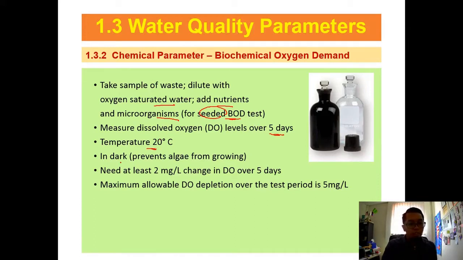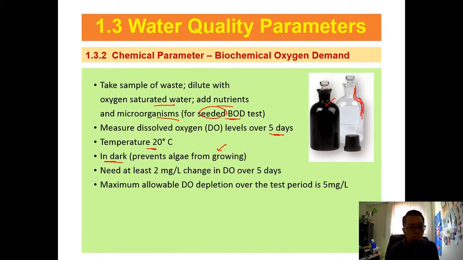Okay, temperature 20. It must be in the dark. You incubate in dark conditions to prevent algae from growing. If you have sunlight, the photosynthesis process will occur. If you expose it to sunlight after 3 or 5 days, slime will appear on your bottle. That's why you need to incubate in a dark bottle.